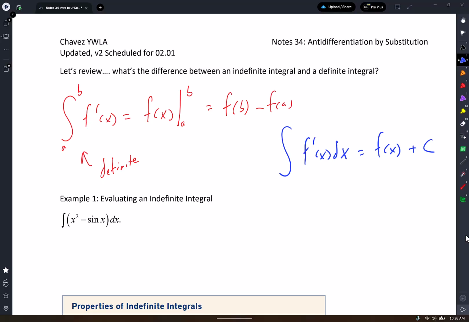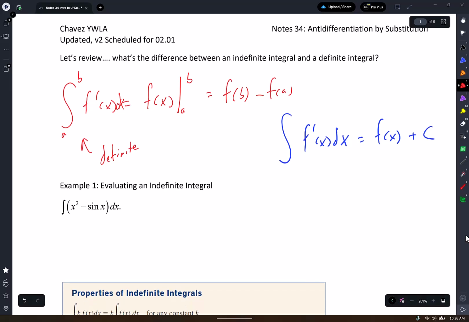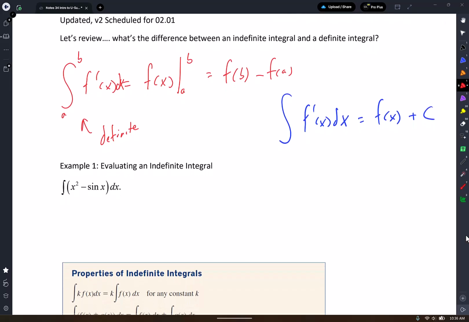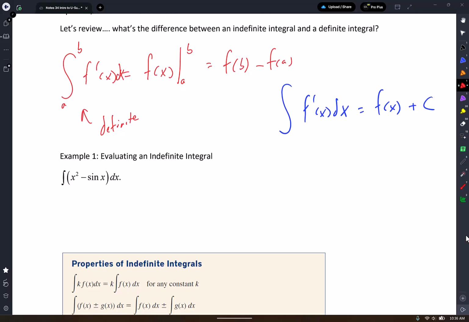Oh yeah, don't forget your differential. You've got to have that dx because it's a summation of rectangles, delta x times the height. All right, here we go. Example 1. We're going to go slow. Hopefully by now we've done enough that these are just like a walk in the park.